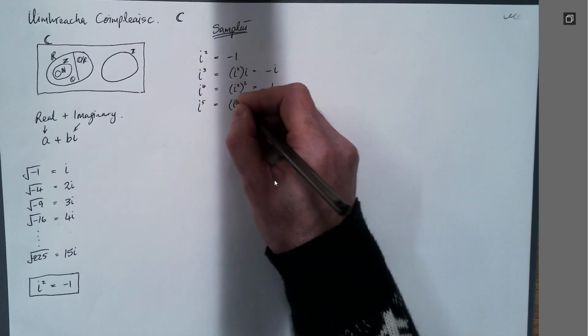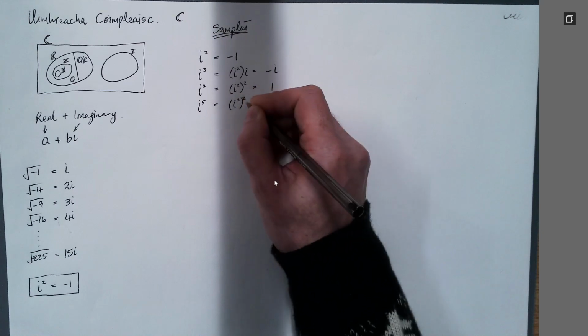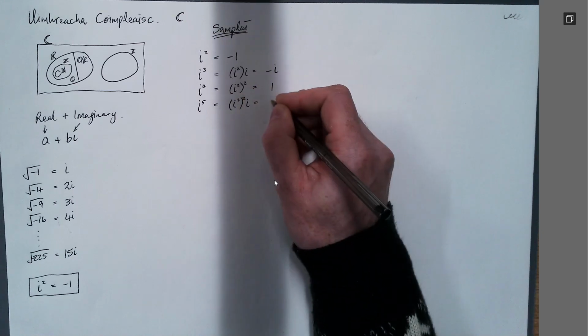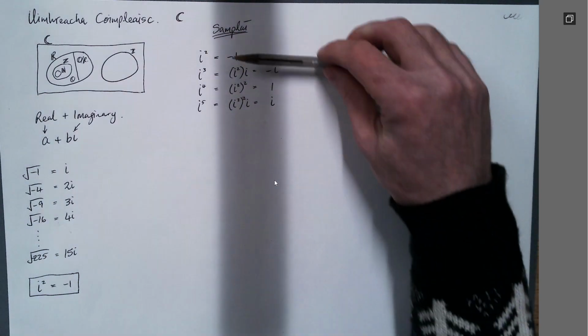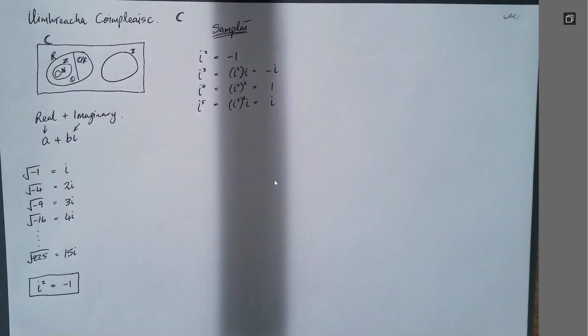Reach I squared, which is minus 1, for I squared. Okay, now negation. Negation means to actually do an anti-clockwise rotation by 90 degrees. But that is what we see later on in my Argand diagram.